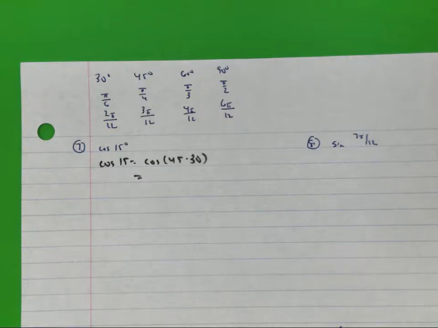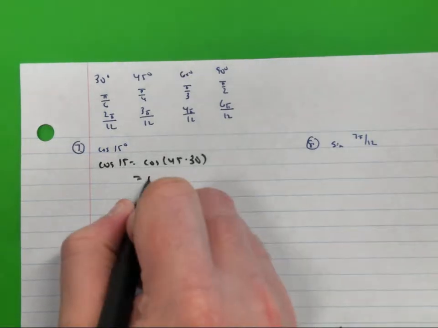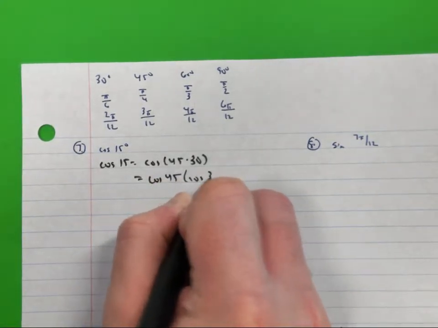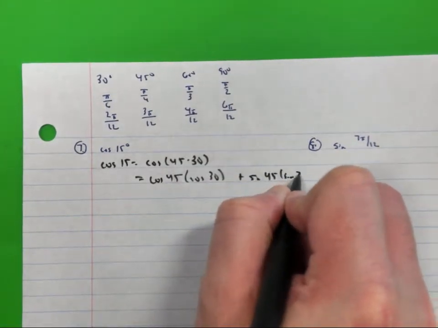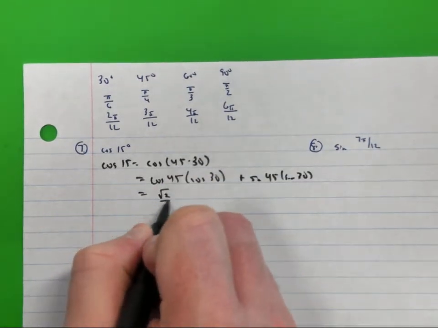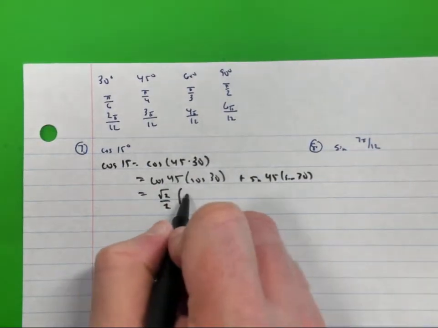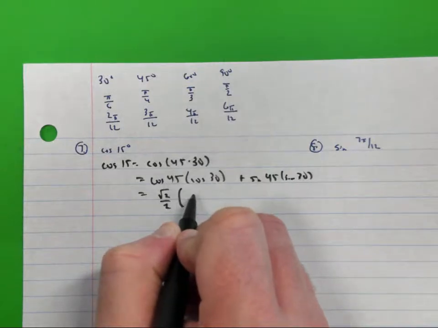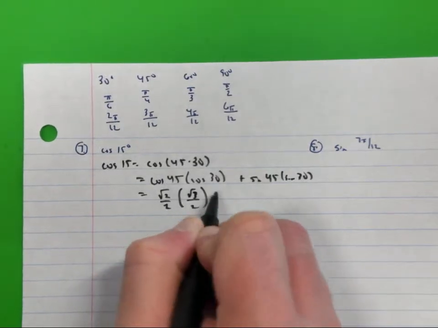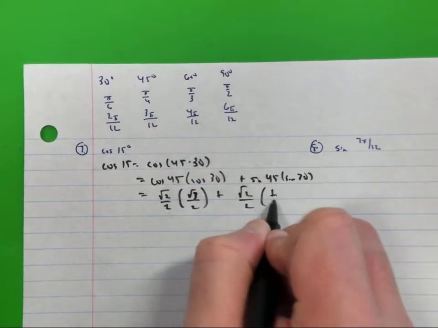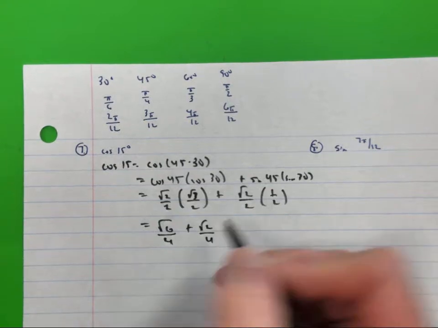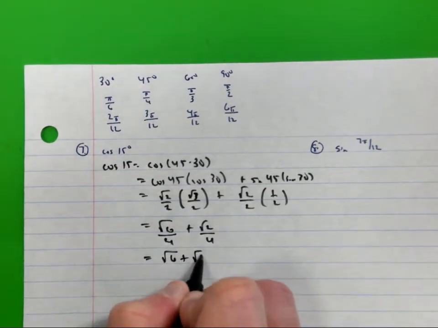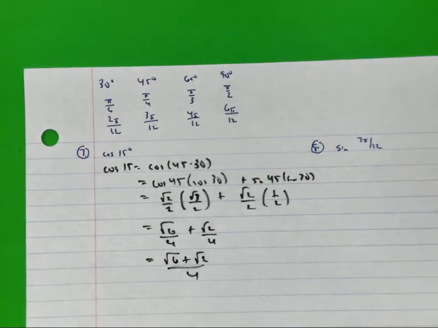So this is this minus this. I'm going to use this format. Thank you. So I got cosine of 45 times the cosine of 30 plus the sine of 45 times the sine of 30. Cosine of 45 is square root of 2 over 2. What's cosine of 30? Root 3 over 2. I get root 6 over 4 plus root 2 over 4. That gives me root 6 plus root 2 over 4. Are there any questions on that?